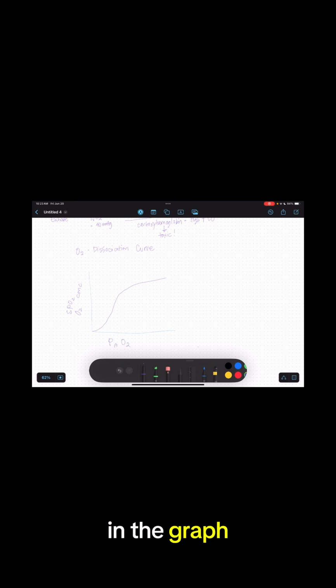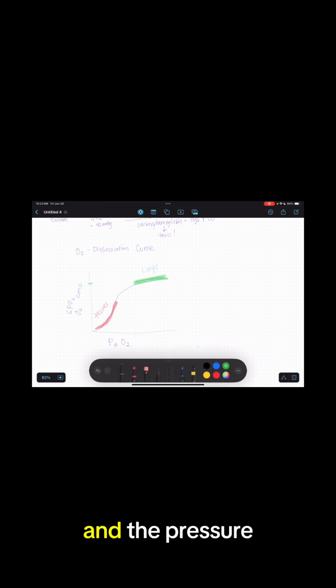So this part in the graph that I colored green happens in the lungs, and this part that I'm coloring red happens in the tissues. So what do I mean? In this spot where the green is, you will see that the SpO2 is high and the pressure is on the higher side too. So the SpO2 is high, and then this spot right here on the red, it's low oxygen.